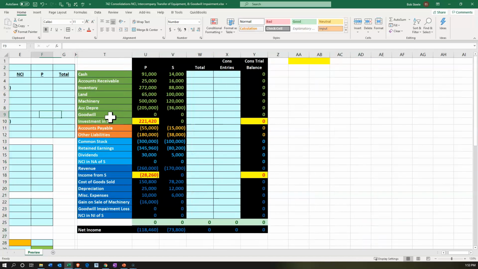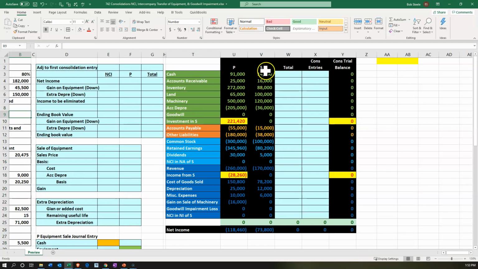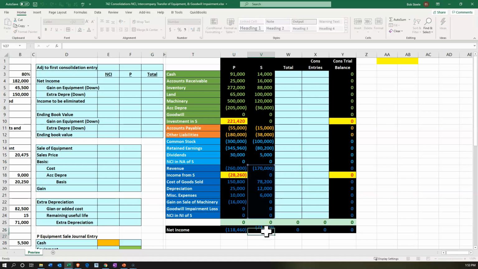Now we've got our information over here. These are S's books as of the point in time we're doing the consolidation, 2000X4, 5 years after the purchase by P of 80% of S. Then we're going to say the net income down here: revenue minus expenses, this minus this, credits winning, income not a loss, 73,800. We're going to be picking that up.